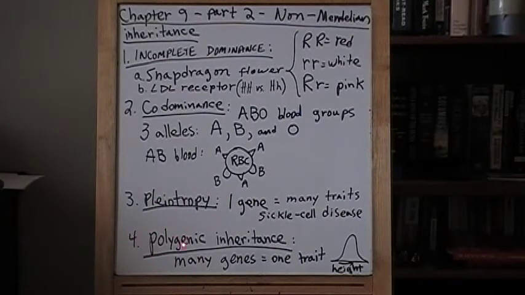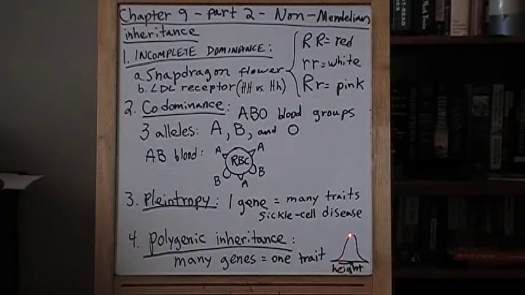The next one is called polygenic inheritance, and it's kind of the opposite of pleiotropy. It's where you have many genes affecting one trait. So an example of that would be human height. Height in a population follows a normal distribution, or a bell-shaped curve. Most of us have about average height, but a small number of people are unusually short, and a small number of people are unusually tall.